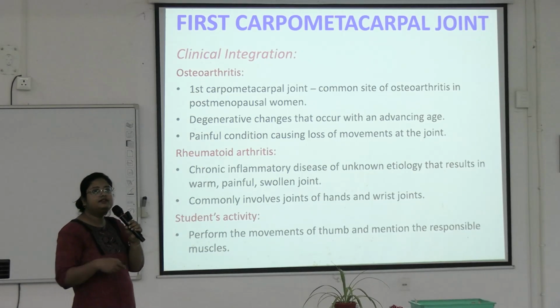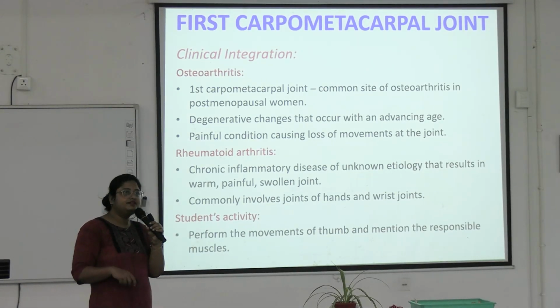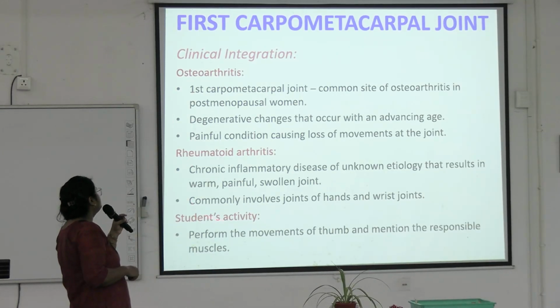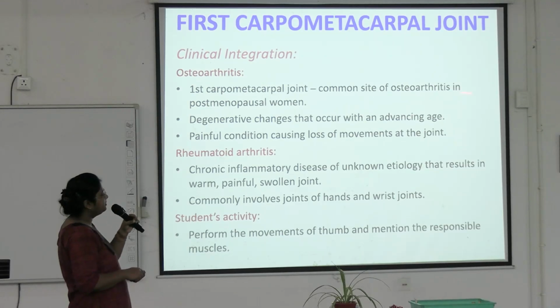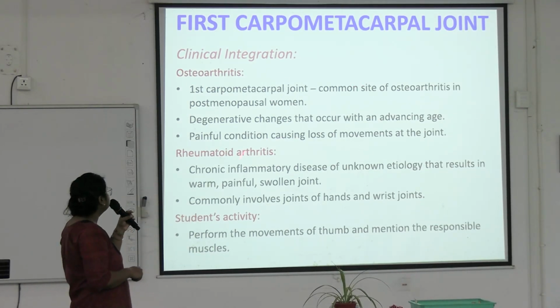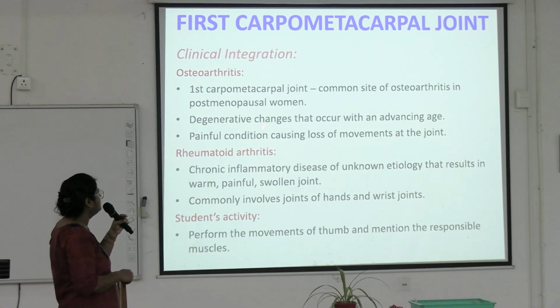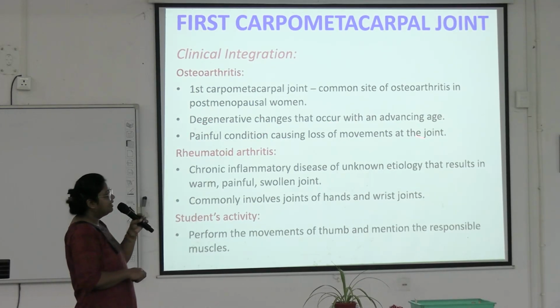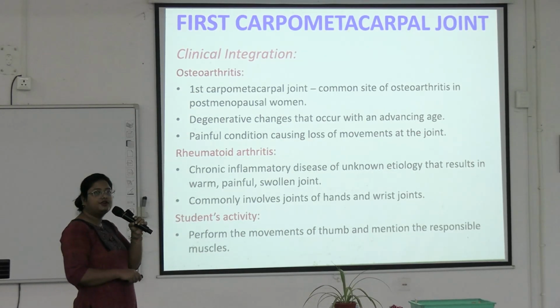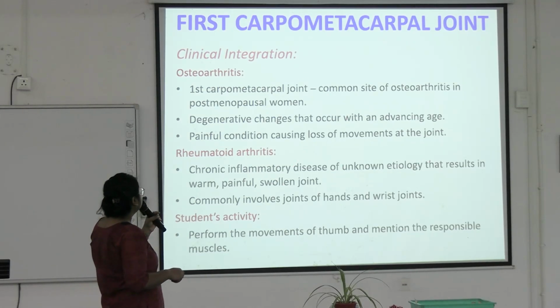Next, we are going to the clinical integration of this joint. First is osteoarthritis. The first carpometacarpal joint is a common site of osteoarthritis in postmenopausal women. In osteoarthritis, there are degenerative changes that occur with advancing age, and it is a painful condition causing loss of movement of the joint.